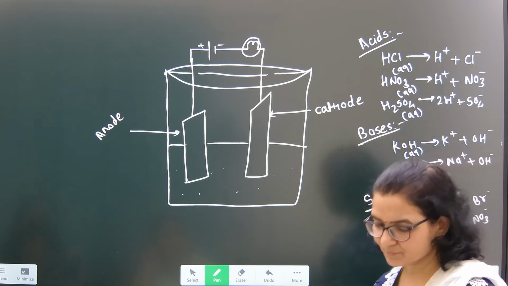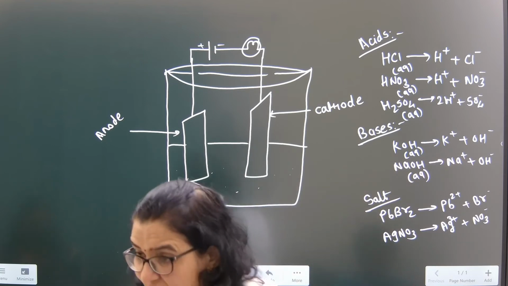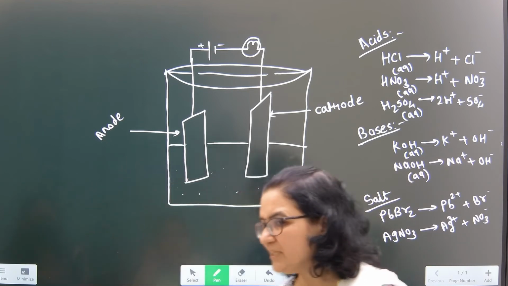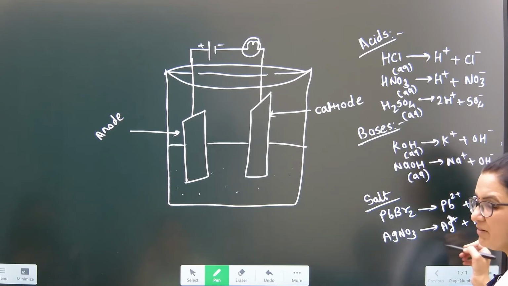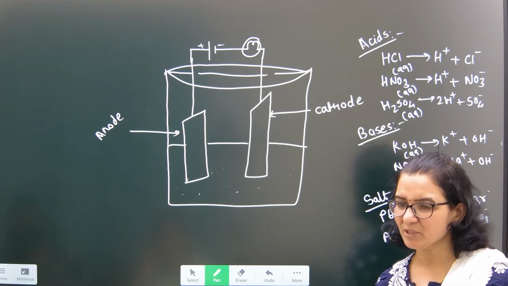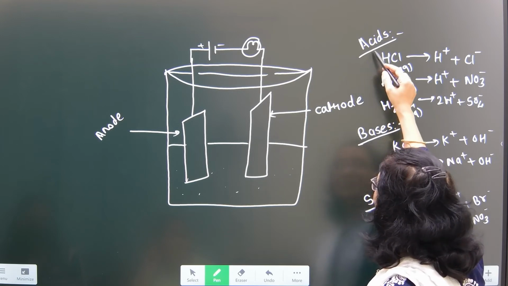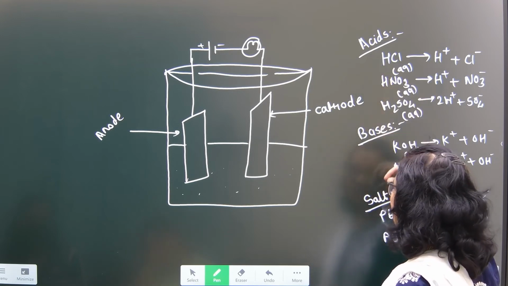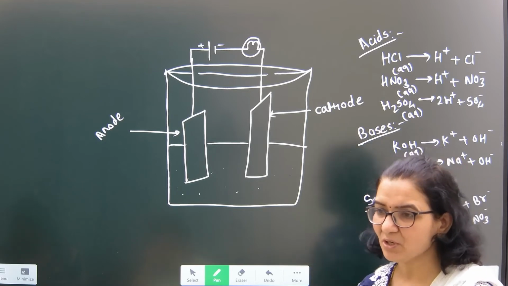NO3, right. If it's Ag3 plus, no, sorry, it is Ag1 plus. It is only 1 plus, not 3 plus. 3 plus will not come, its valency is not 3. It is only 1, so Ag1 plus. So these are strong electrolytes. So strong acids, strong bases and some salts, PbBr2, silver nitrate, are strong electrolytes.